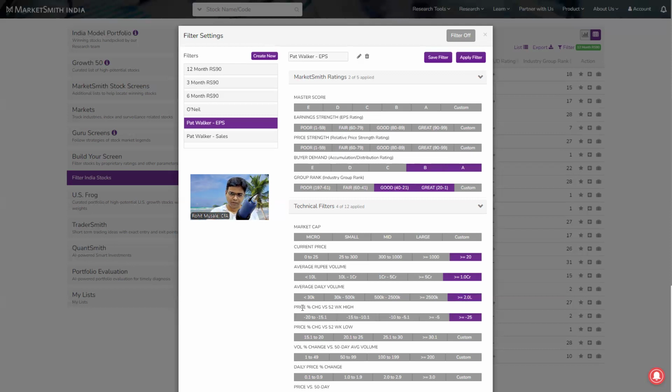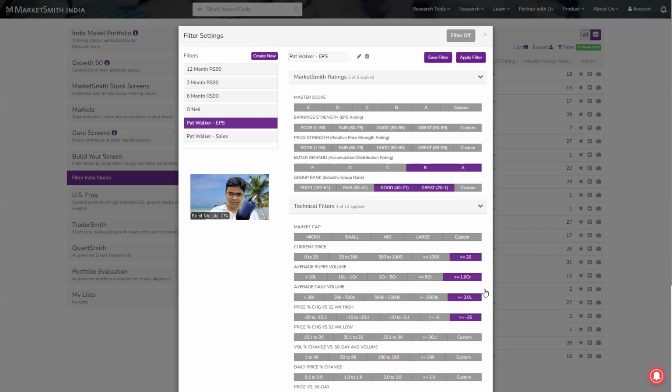Okay. Price change versus 52-week high. Now I have kept it minus 25%. So basically, if this is the 52-week high and the stock is within 25% range below the 52-week high, I will consider that stock in my filter. But Patrick Walker recommends 20%. 25% is my number, but Patrick Walker recommends within 20% distance, not 25. So this 25 is a little bit of customization that I have made for Indian stocks. So I learn from Patrick Walker, but I put some of my own inputs here.